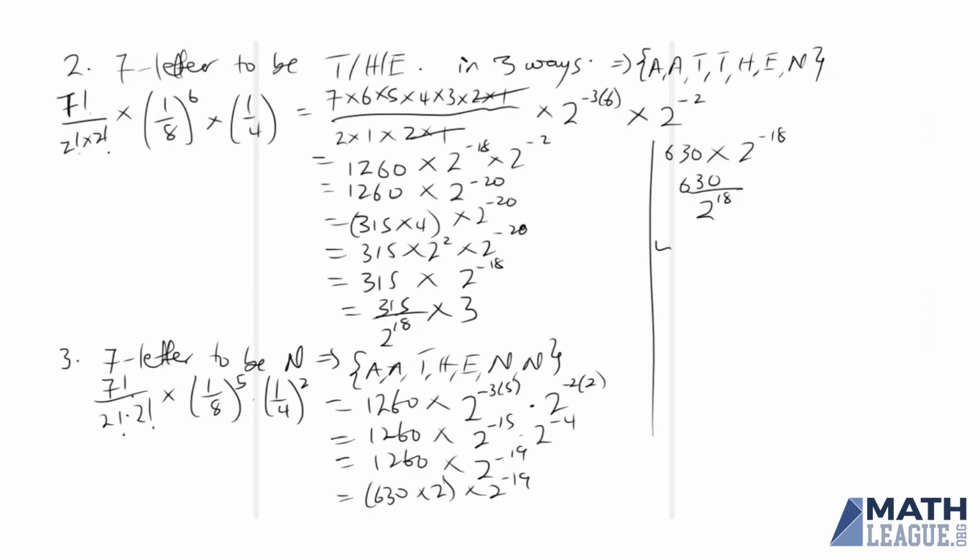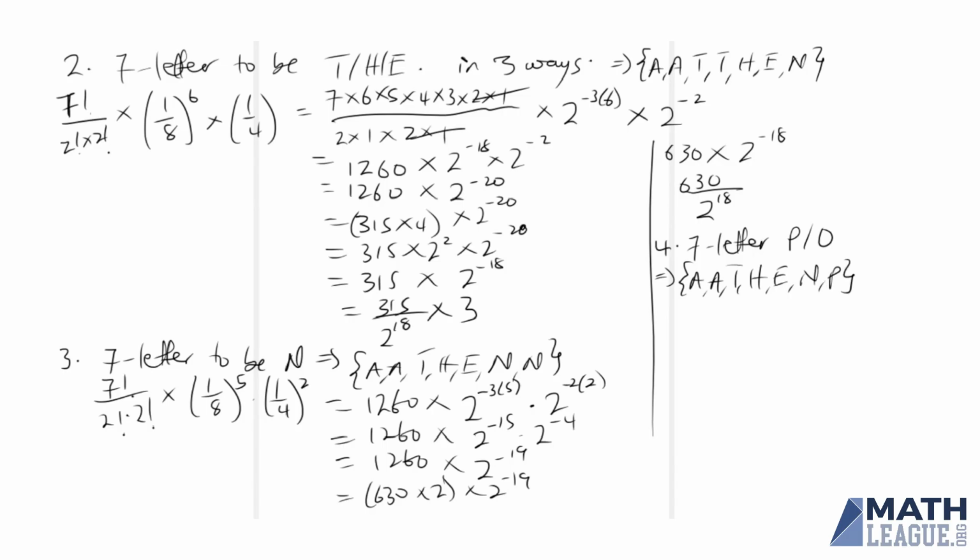The last one is the fourth case. That is when the seventh letter can either be P or O. So let's assume that it is P, then we have our set AA, T, H, E, and then P.